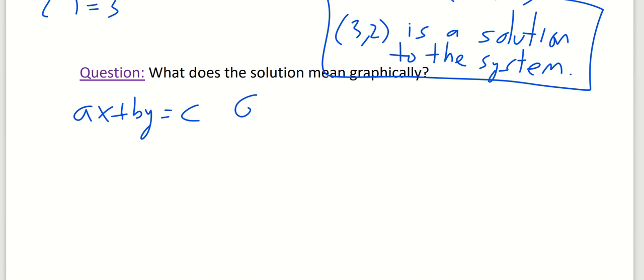This is the general form of a line. It's a form that usually you don't see too much. Up to this point, typically whenever you're given a line, you're almost always taught to put it in y equals mx plus b form. But this is the general form of a line.